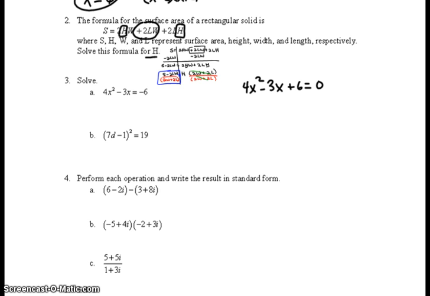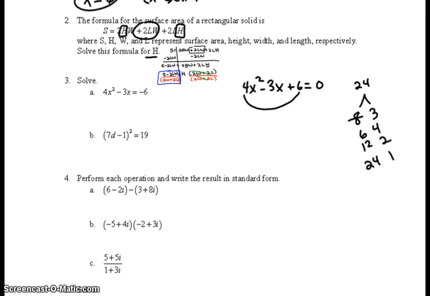The first thing I'm going to do is try to factor this. 4 times 6 is 24. The factors of 24 are 8 times 3, 6 times 4, 12 times 2, 24 times 1. I'm looking for a set of numbers that will either add or subtract to make -3.